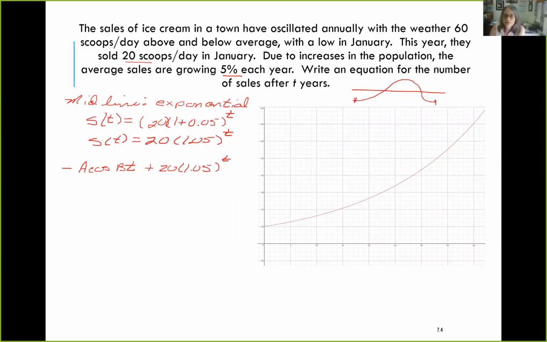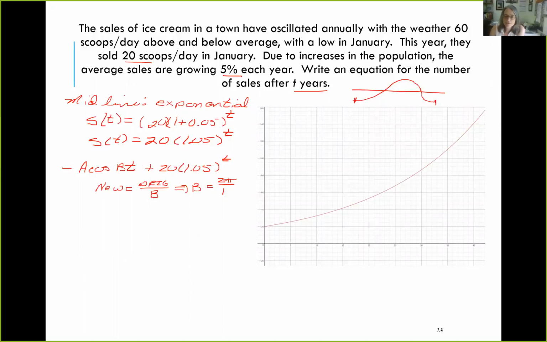Remember that the new period is equal to the original period divided by our horizontal stretch coefficient, which means that our horizontal stretch coefficient is equal to our original period, which is 2 pi for a cosine, divided by the new period, which is 1 year because our time cycle is in years. So our B is 2 pi.